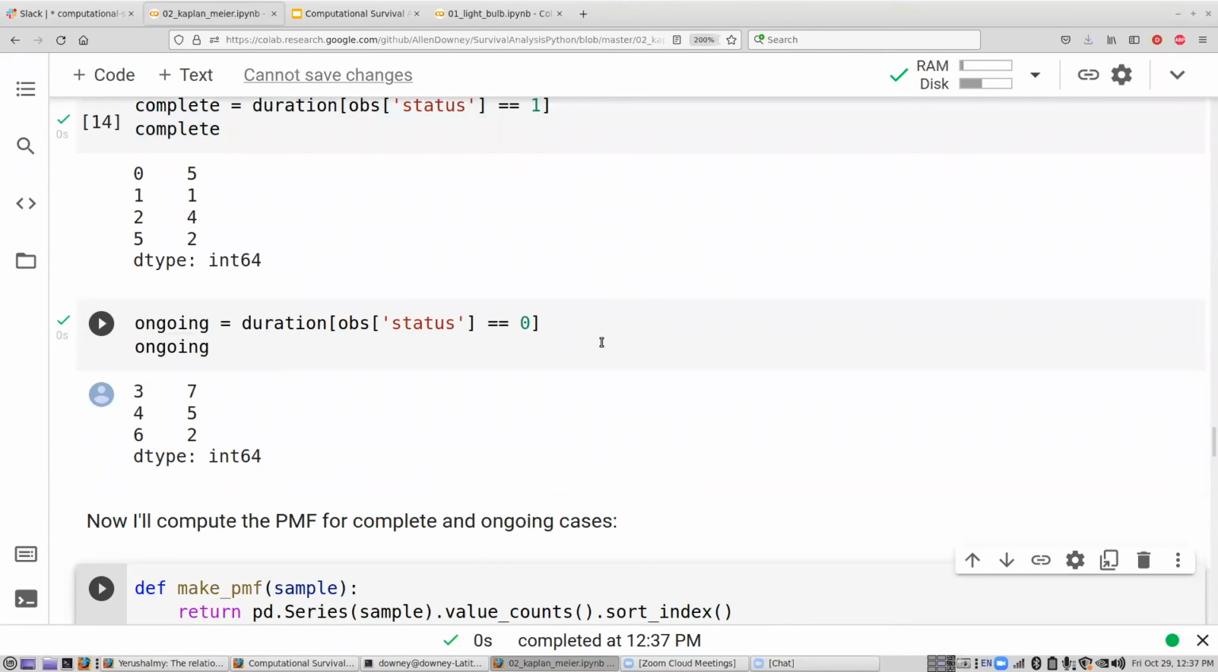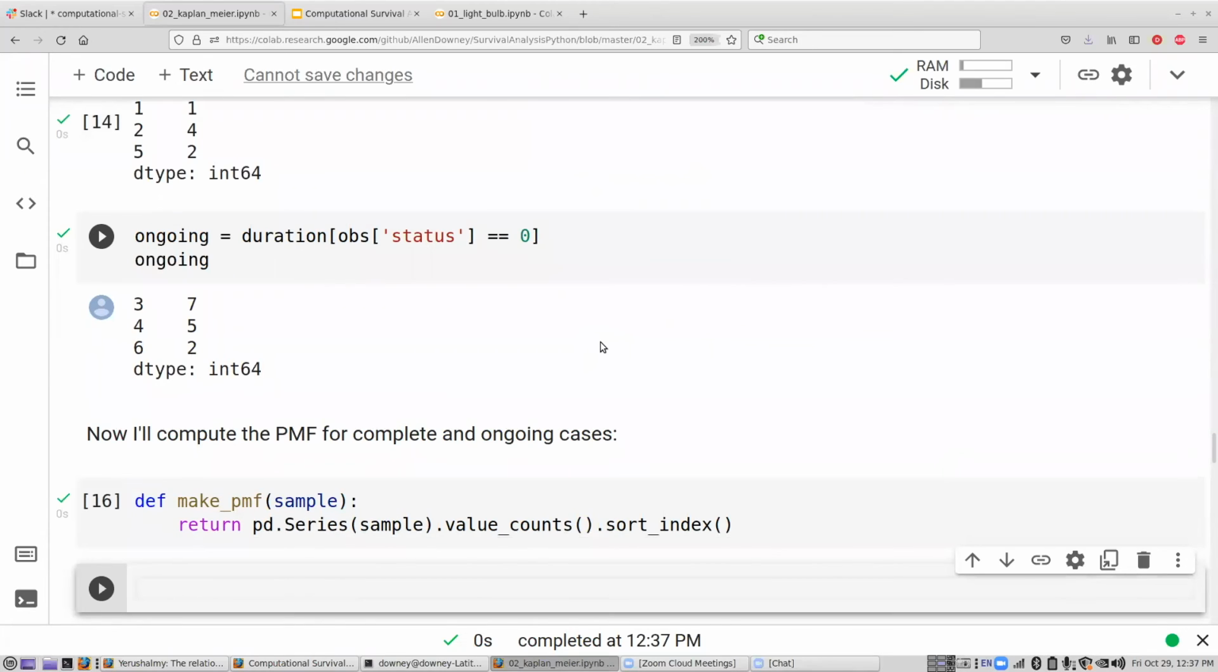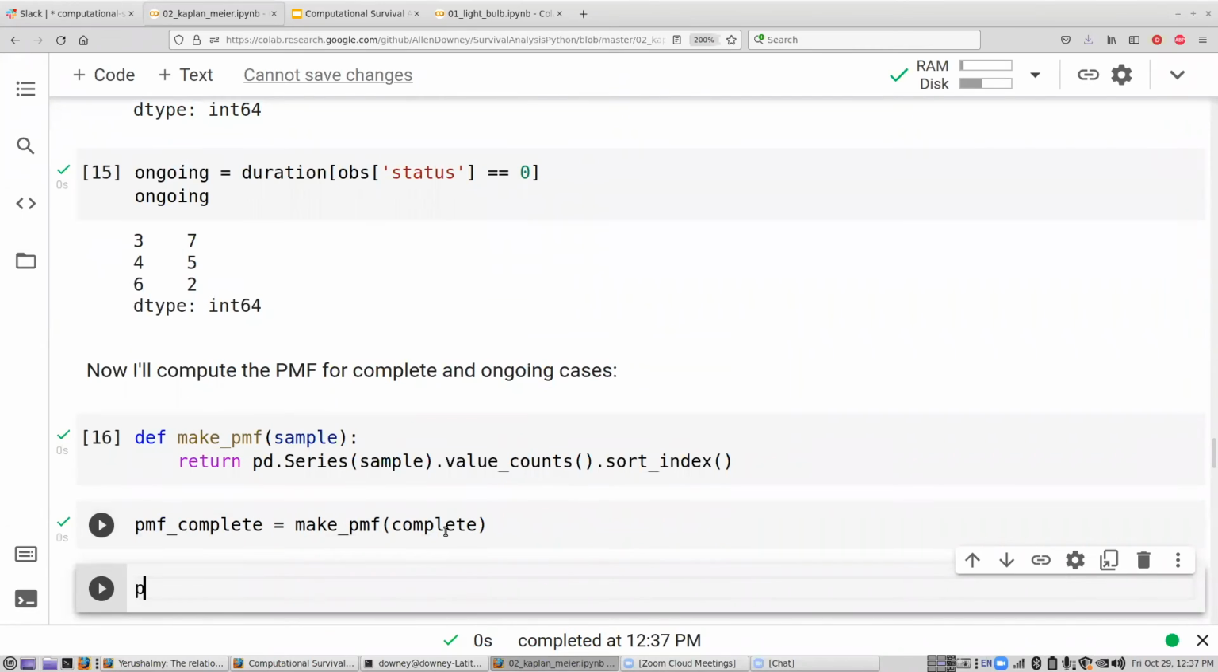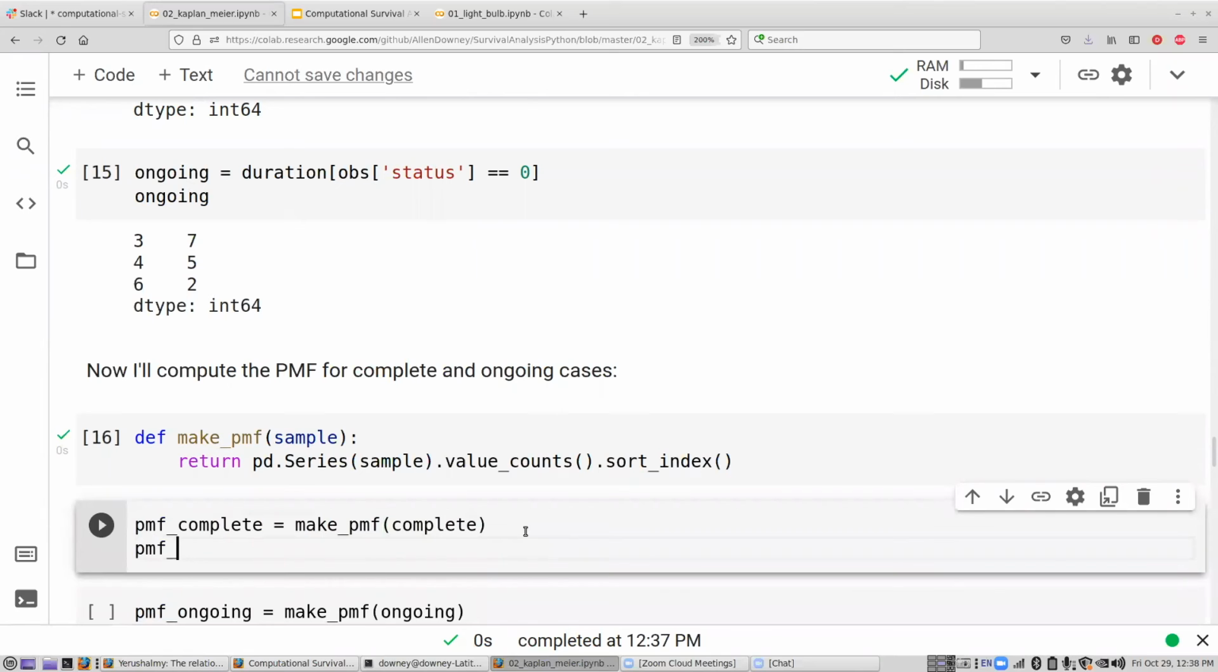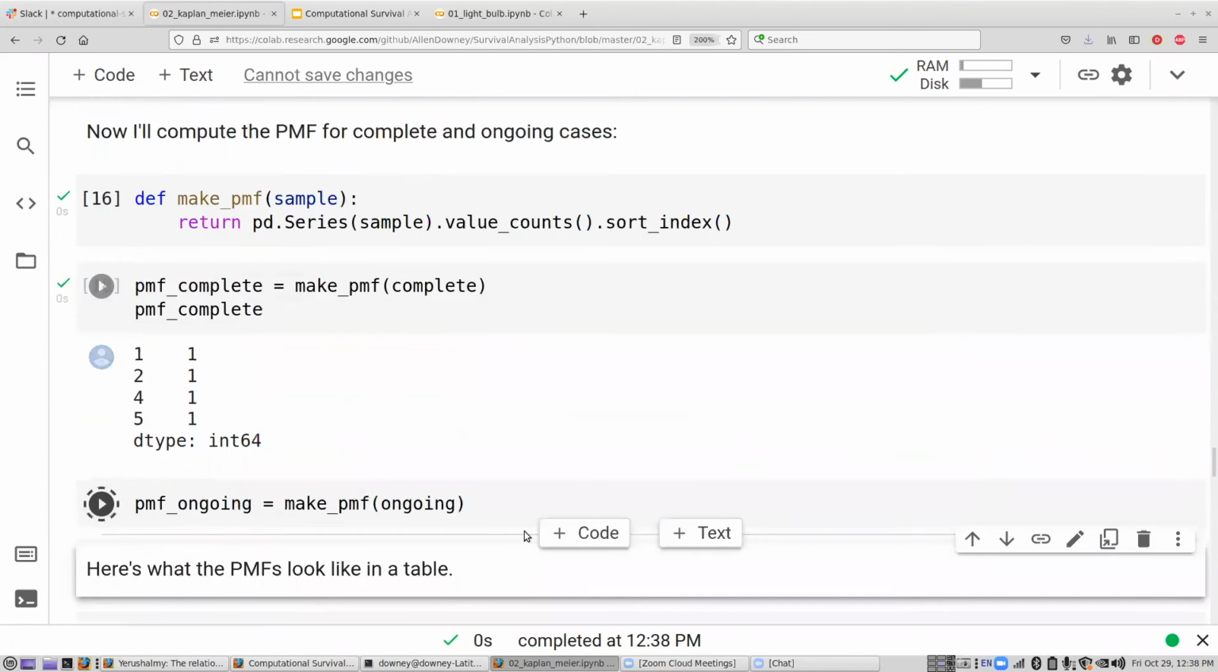And I've got this make PMF function that's going to compute separate PMFs for the 2 cases. So I'll have a PMF for the complete cases by running make PMF on the complete data, and a PMF ongoing using make PMF for the ongoing data. And I think they're not particularly interesting looking PMFs.